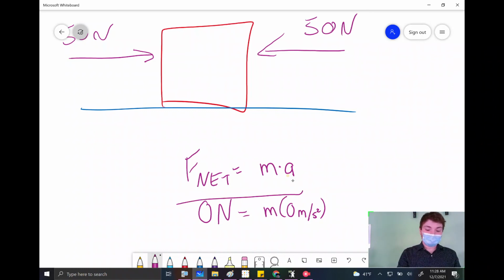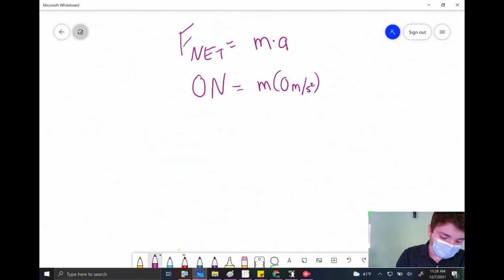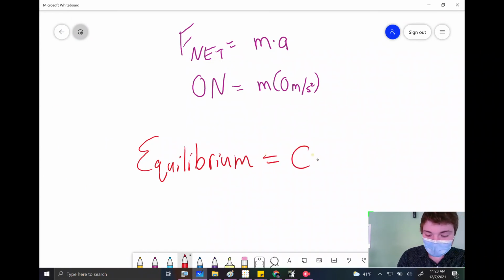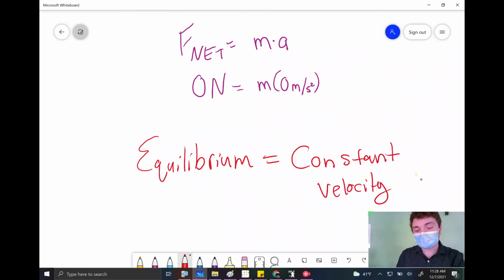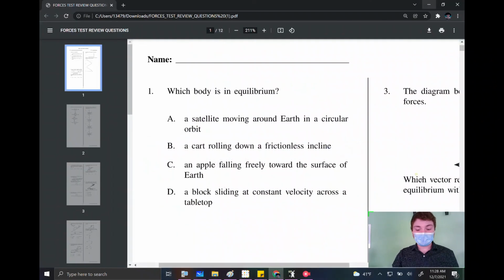As per Newton's second law, if you have 0 acceleration, you have 0 net force. So whenever you're in equilibrium, you have to be going at a constant velocity. I'll even write that right here. Equilibrium, just to stress it, equals constant velocity, because you have no acceleration.